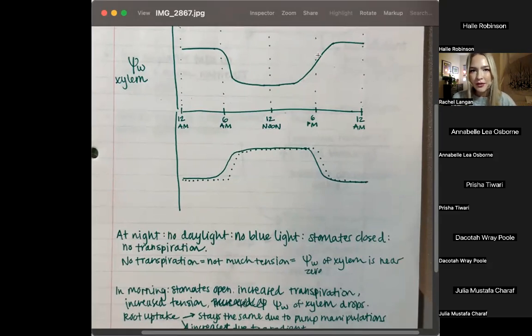But if we have an increase in our water potential, that means that the rate in is higher than the rate out. That's why the root uptake is actually higher over here. And then they come back together when the stomates are closed and the rate in and out is basically negligible.